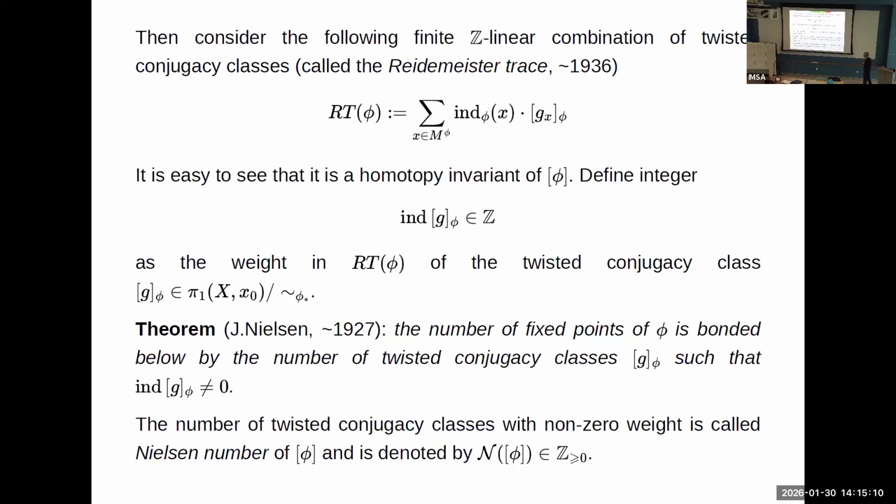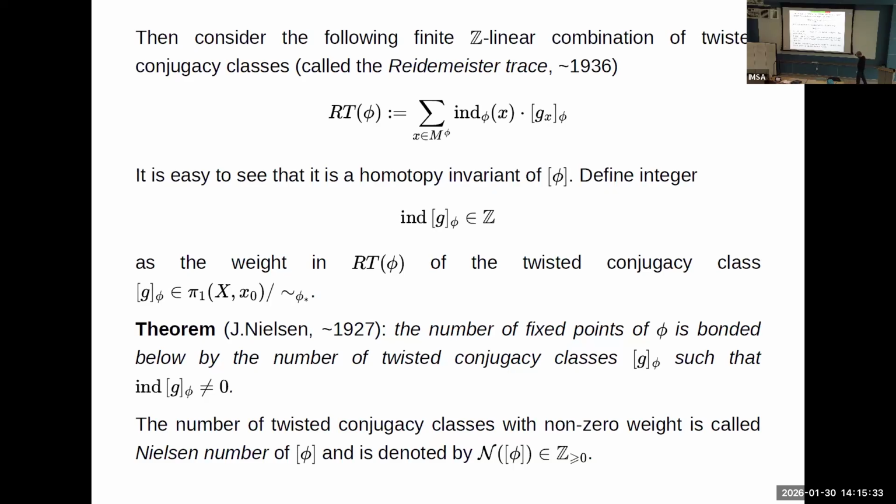Yeah, and then the theory of Nielsen, it was maybe even 26, so really 100 years ago, that the number of fixed points is bounded below by the number of twisted conjugacy classes for which this coefficient is not zero. They should be present. And it's called the Nielsen number. It's a non-negative number associated to the map.